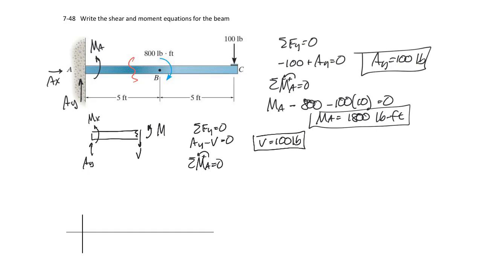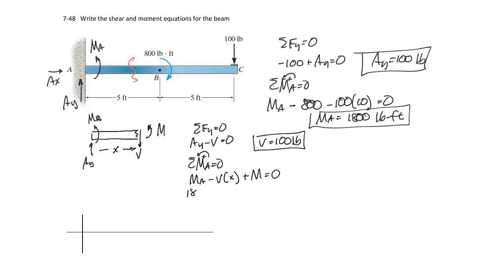So again, I'm just talking about this section. This is a moment about A. I have MA, which I've solved for. This is distance x, minus shear times x plus m, which is a function of x, is equal to 0.